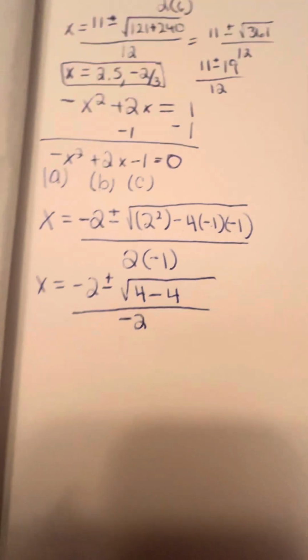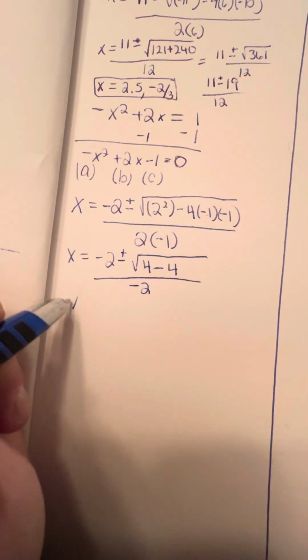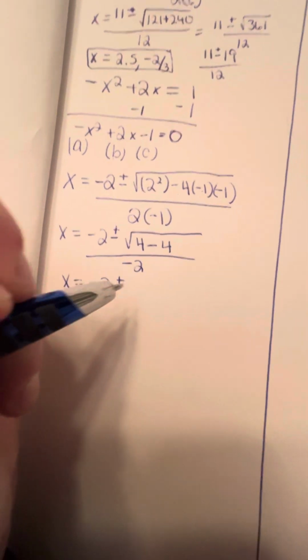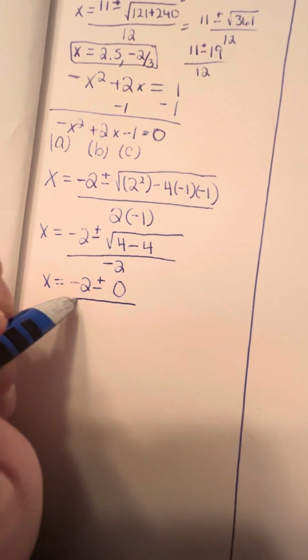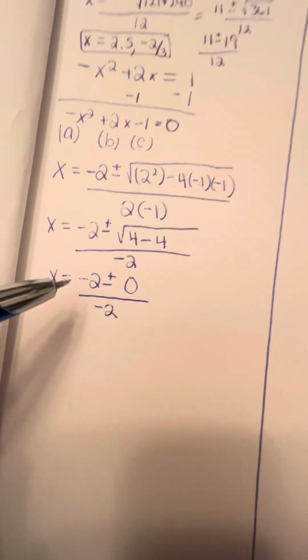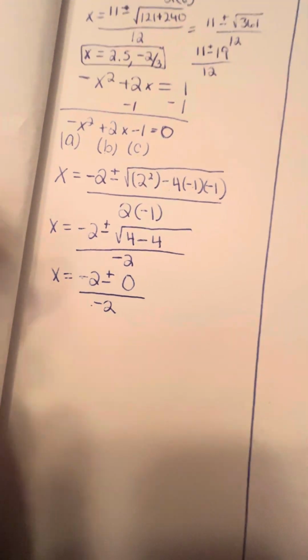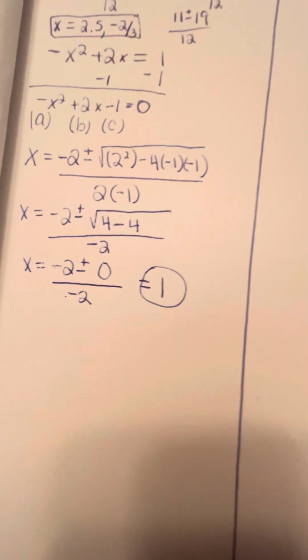All right, now that we've got that, we can go ahead and do this work here. Obviously, that's going to zero out. So x is equal to negative 2 plus or minus the square root of 0, which in this case would just be 0, over a negative 2. This really is not going to have any impact, so we're just going to end up with negative 2 divided by negative 2, which simplifies to a positive 1 in this case. And that would be your finalized answer.